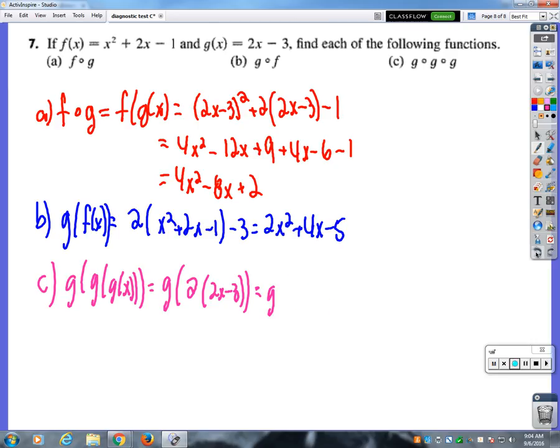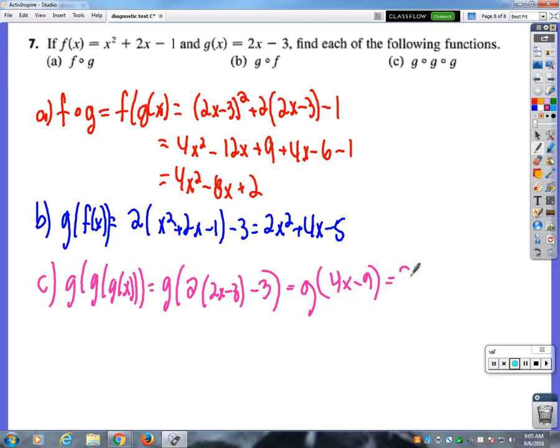I forgot the minus 3, yeah, thank you. Okay, so that comes out to be 4x minus 6, but then you're right, I have to subtract 3, so that's 4x minus 9. Okay, good call. Now I'm going to take that and plug it into the g function.